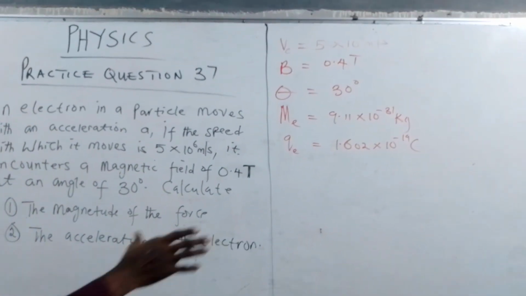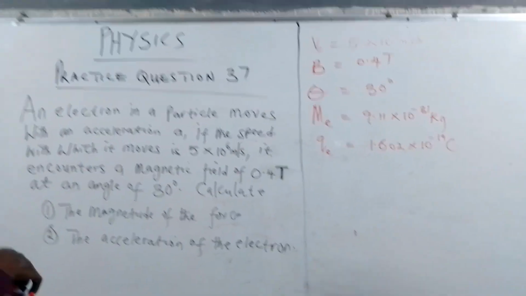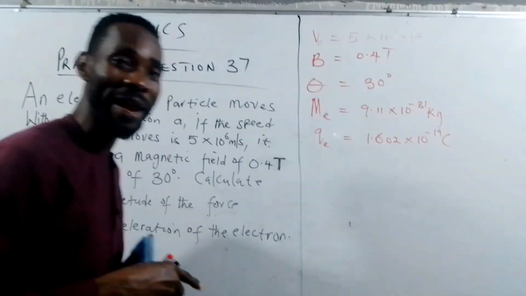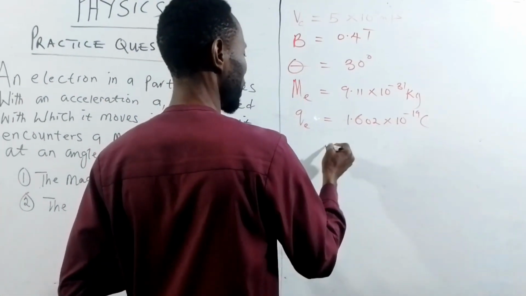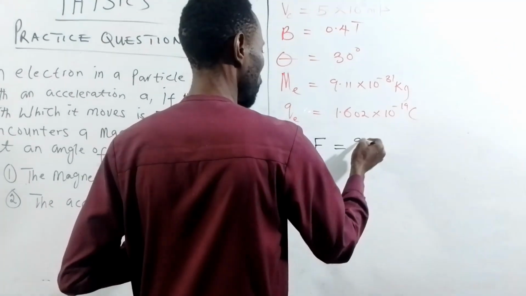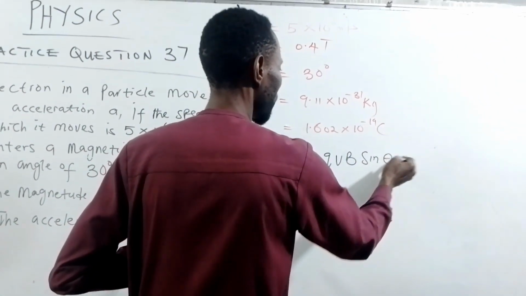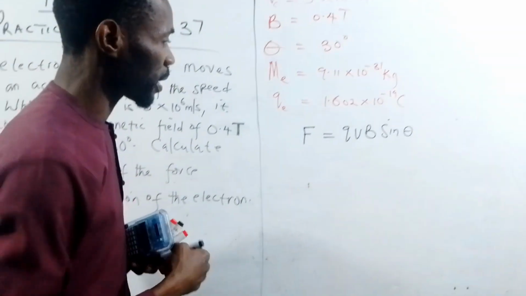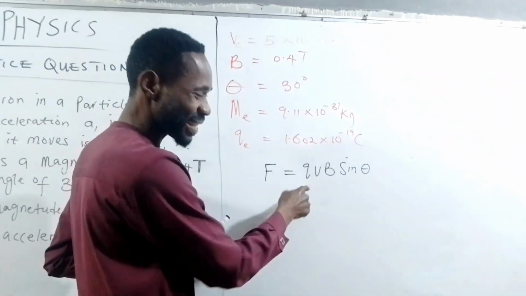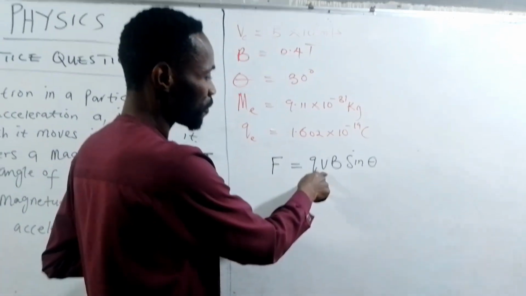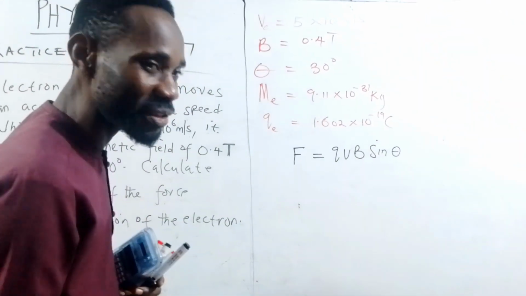Now, having gotten all the details needed to solve the problem, we are going to apply what we call the Lorentz force equation. The Lorentz force equation says that F is equal to QVB sine theta. In this expression, F connotes the force, Q is the charge on the electron, V is the velocity with which it moves, and B is the magnetic field strength.